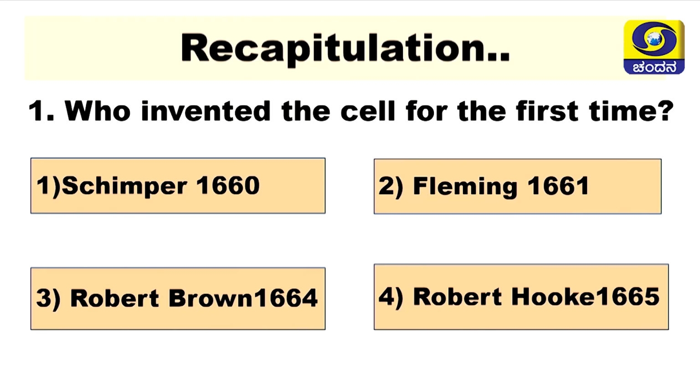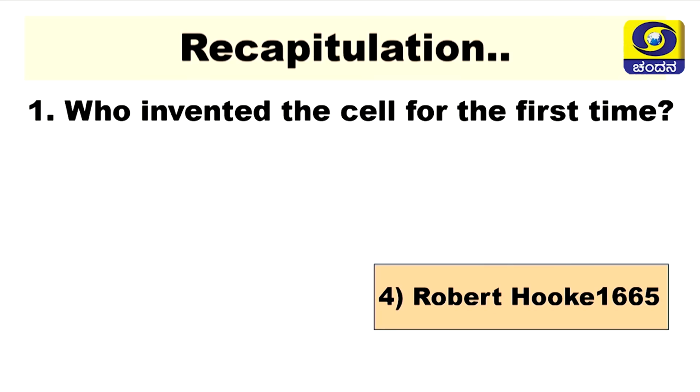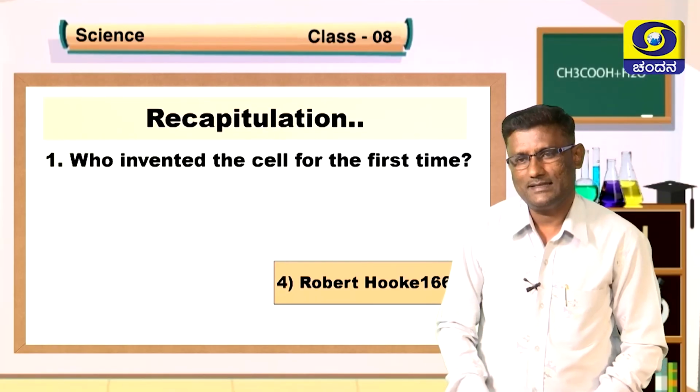Your first question is: who discovered the cell for the first time? There are 4 responses. First one is Skimper in the year 1660, second is Fleming in 1661, third is Robert Brown in 1664, and the final one is Robert Hooke in 1665. Which one is the correct answer? The correct answer is Robert Hooke. Yes, you know that Robert Hooke in the year 1665 first discovered the cells.